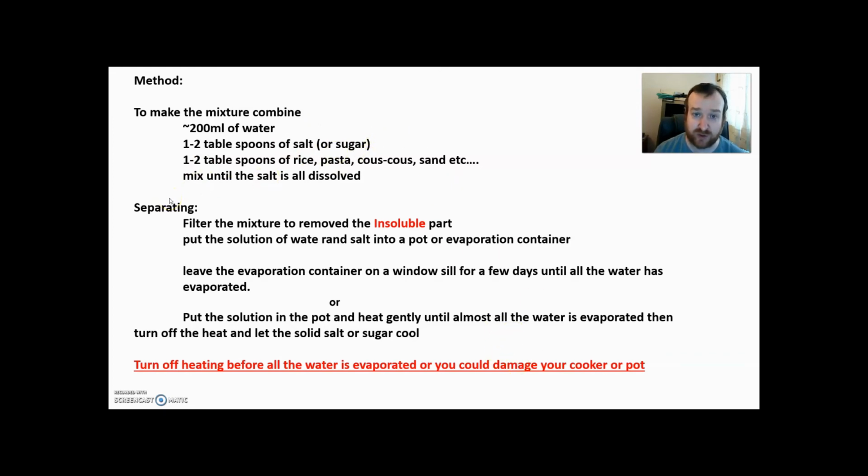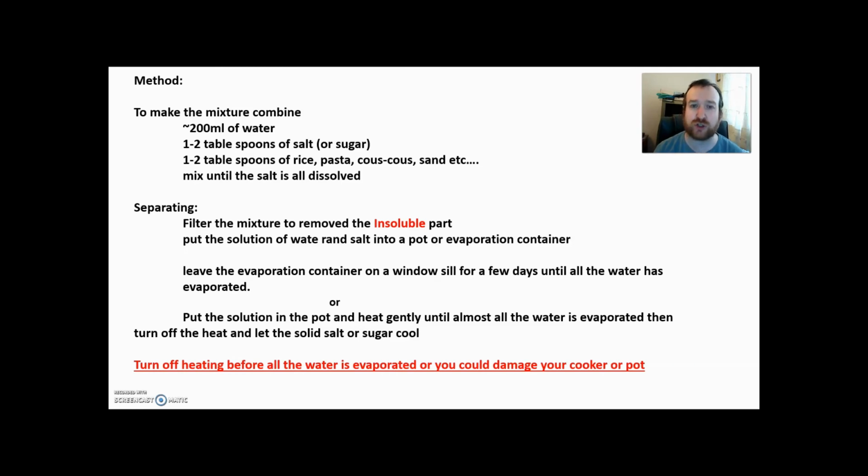Okay, and then when you're filtering or separating, the first job, you want to filter that mixture. So you're removing the rice, you're removing the couscous or the sand or whatever it is. You filter that insoluble part out. Then you're going to put it into a container and let it evaporate until you're left with just the salt. Or you use a pot and you heat it like I did in the video.